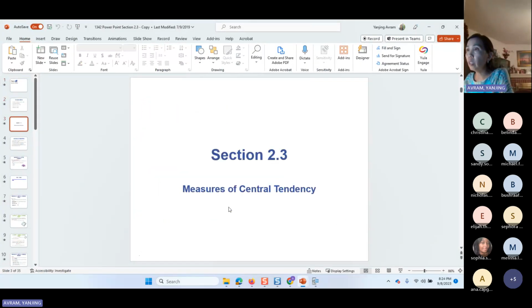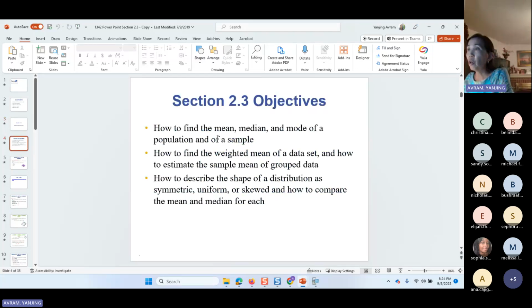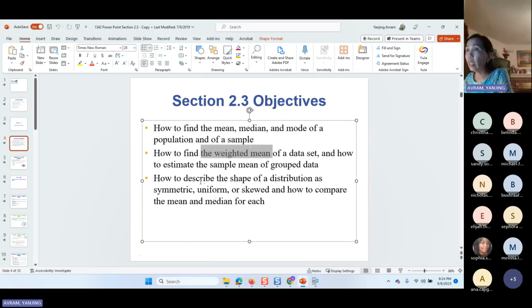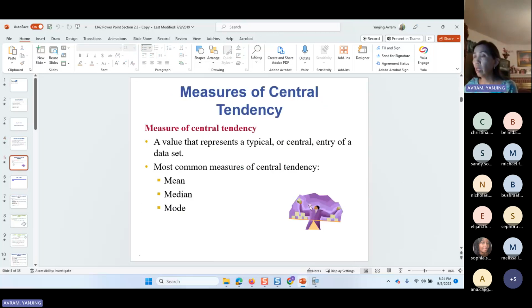Okay, 2.3 is the measures of central tendency in here. That means we need to be able to find a mean, median, and mode, and then find a weighted mean in here, okay? And I will also show you how to find a weighted mean using the calculator as well. So the central tendency here, we have a triple M, we call it triple M, right? The triple M here is the mean, median, and mode, all right?